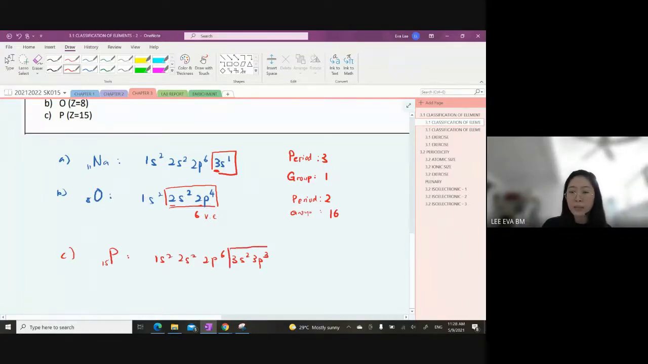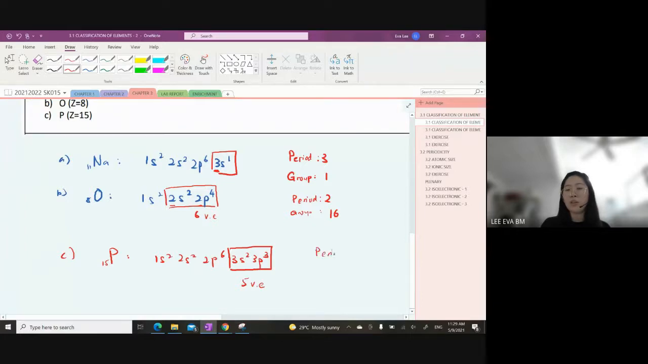Yang ini sebab value n dia sama. So untuk ambil valence electron, kita akan rujuk ke dua-dua subshell, sebab dalam energy level sama, 3s dengan 3p. Dia belum masuk 3d, so tak payah confuse dengan yang 4s 3d. Sebelum masuk 4s 3d, semua ikut yang simple. Level yang sama kita ambil semua. Okay, so in this case, 3s2, 3p3 altogether give you 5 valence electron.